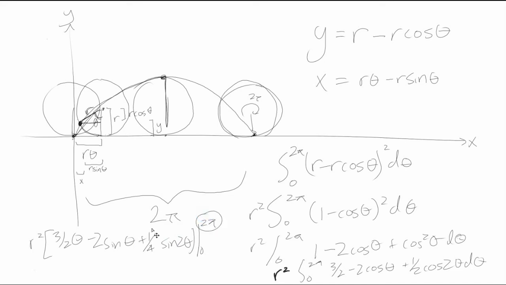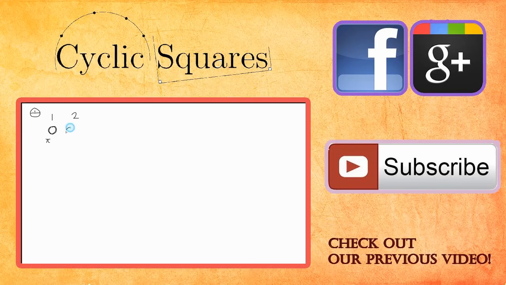Now you just plug in 2 pi like you would for any other integral, and subtract plugging in 0. You can solve this. It simplifies into 3 pi r squared. So actually, the area that this point covers when the circle rotates is 3 times the area of the circle. Pretty interesting.